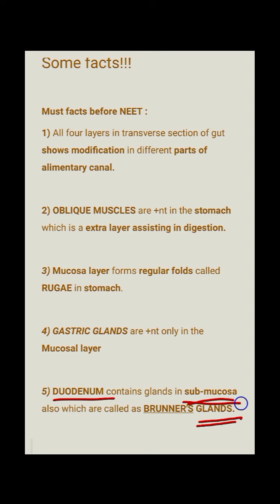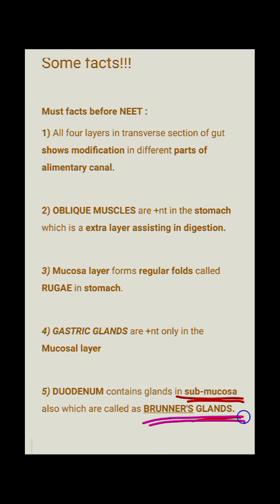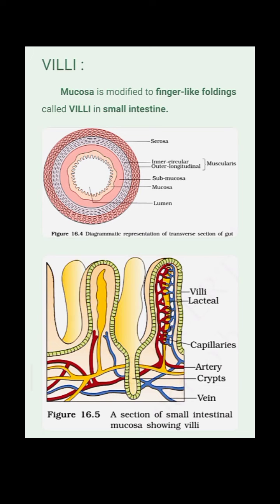Most of the time, the glands are present in the mucosal layer only. Gastric glands are present in the mucosal layer, but this is an exception, because here the glands are present in the submucosal layer, and the name of those glands is the Brunner's gland.